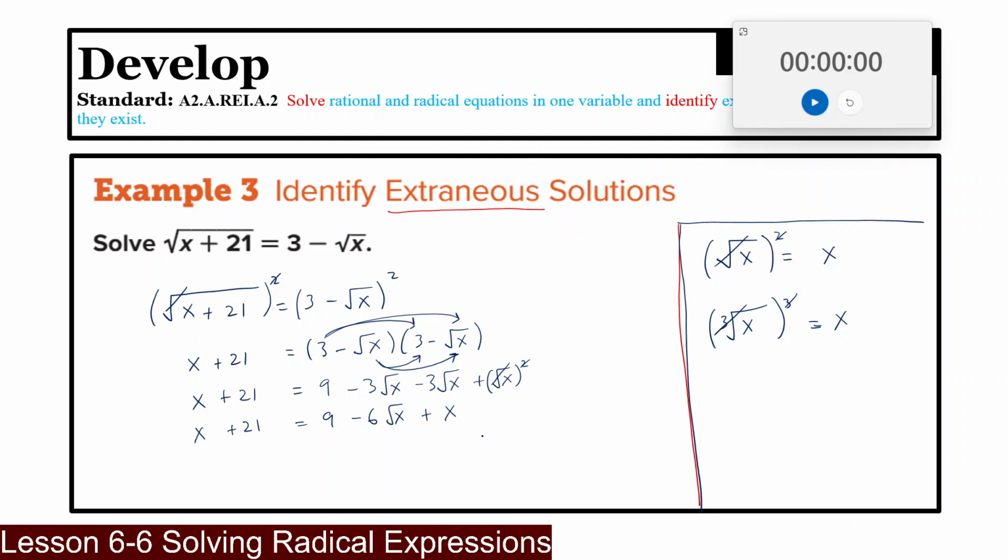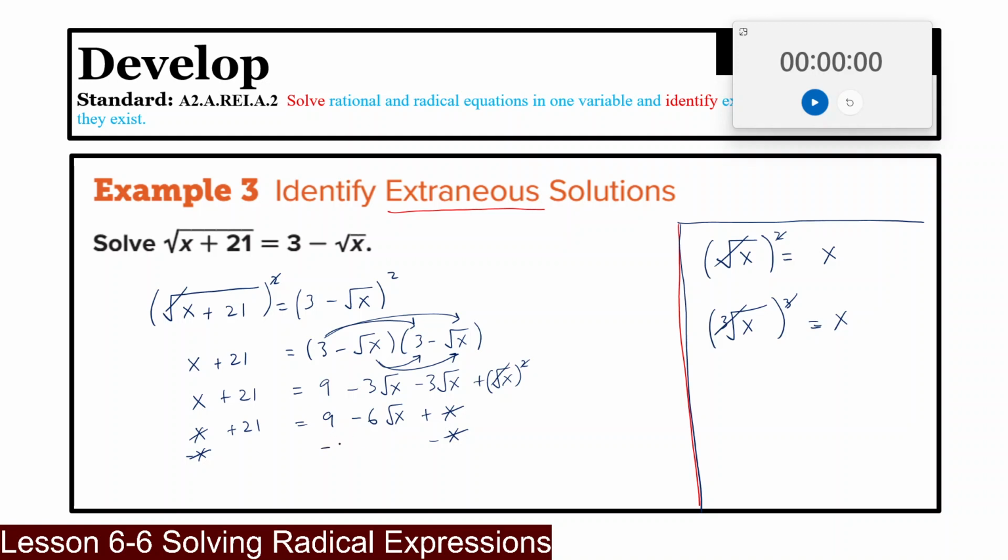Alright, let's combine some terms. I can move this x on this side, or I can move this x on this side. I'll move this one over here. So I'll say minus x minus x. This cancels it out. Let's cancel this out as well. Alright, well, that's good. I'm eliminating terms. That's always good. So now I have plus 21 equals 9 minus 6 times square root of x.